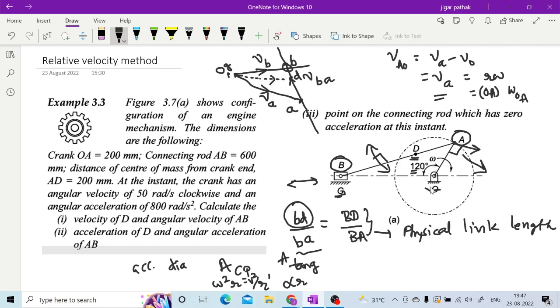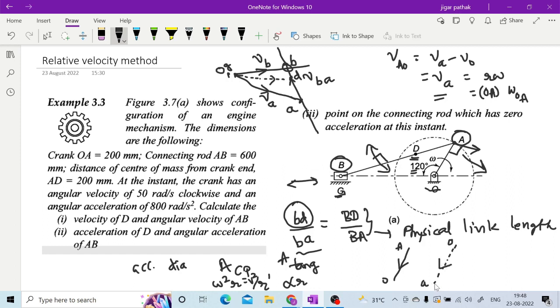So if you talk about this link length OA only, then its centripetal acceleration will be towards, see, I will write like this, OA. But here this direction of centripetal acceleration of A is from A to O, that is why this direction will be like this.